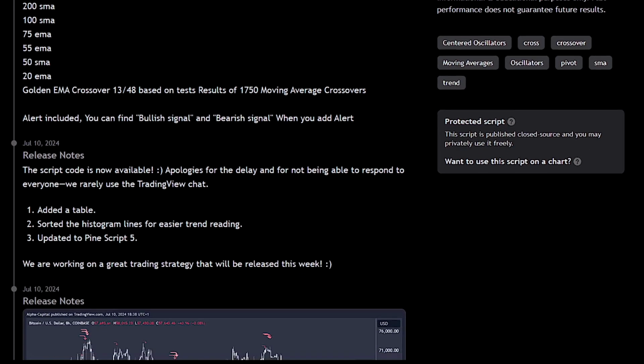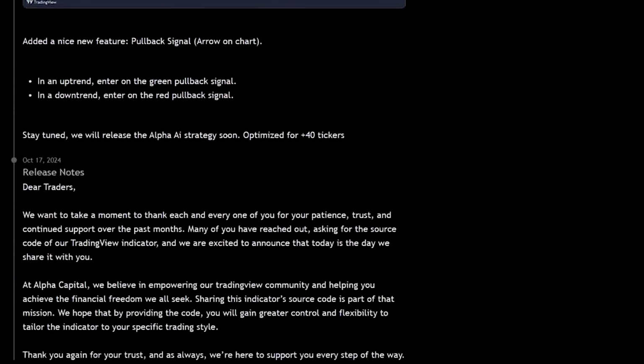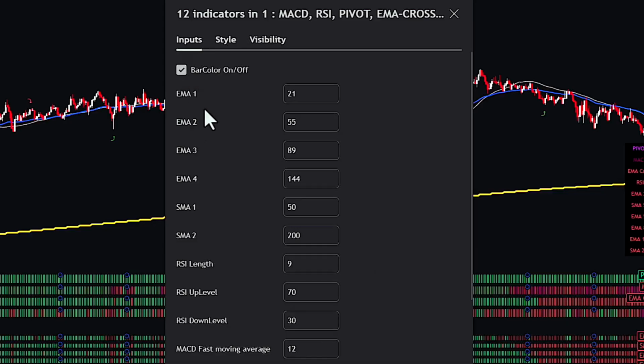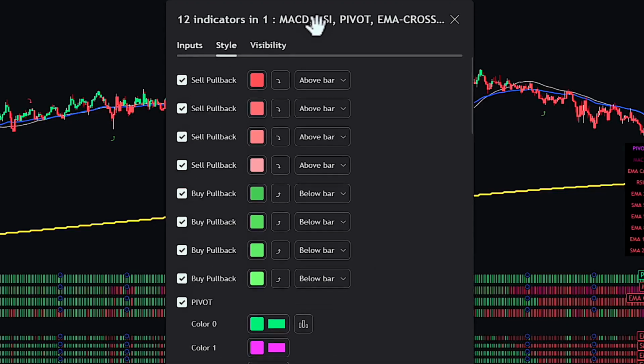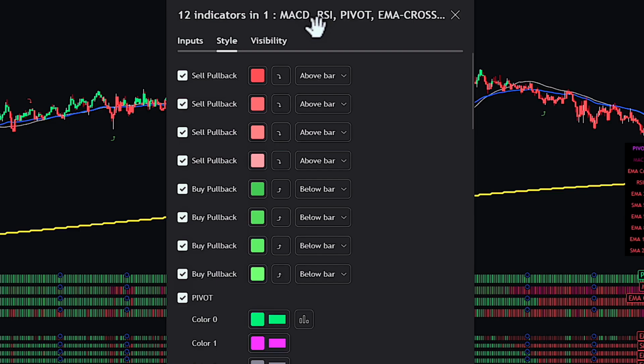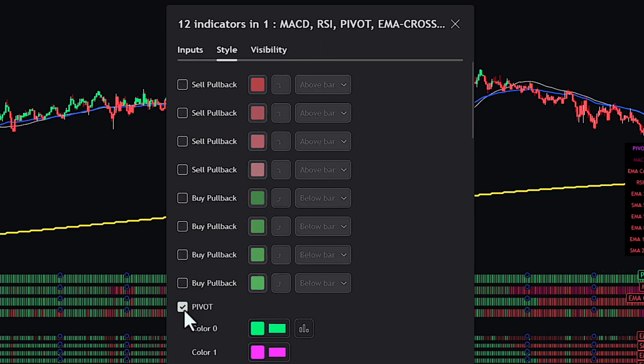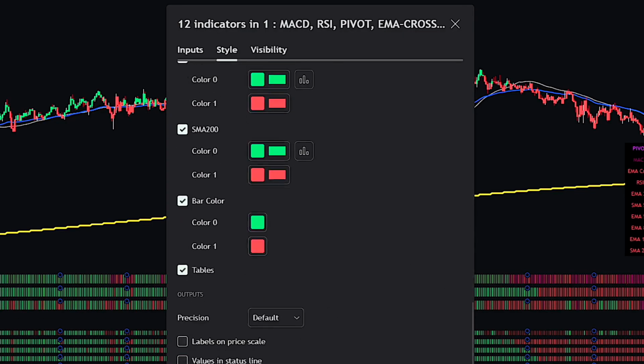But before we dive headfirst into using it, we need to make a few adjustments to tailor it to our needs. Go to the settings window and in the input section, enable the bar color option. Don't worry about any other parameters just yet. Now, switch over to the style tab and disable the buy and sell options along with the pivot options. And voila, that's all there is to it. Our indicators are now primed and ready to guide us on our journey to trading success.